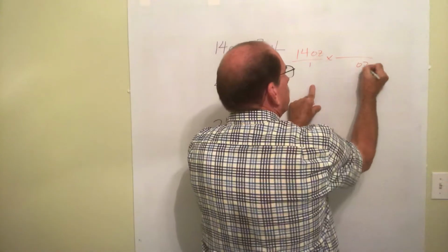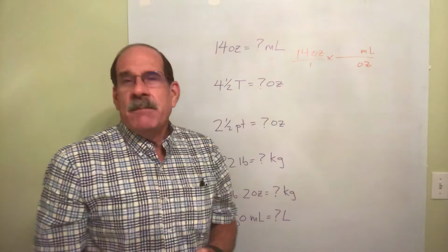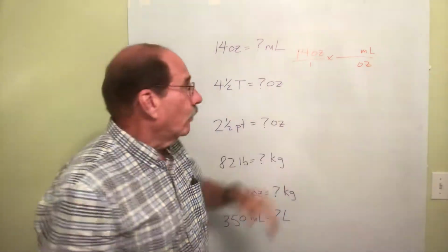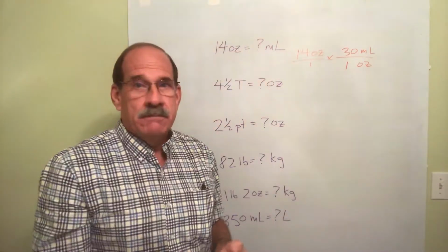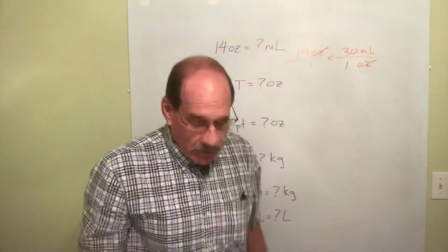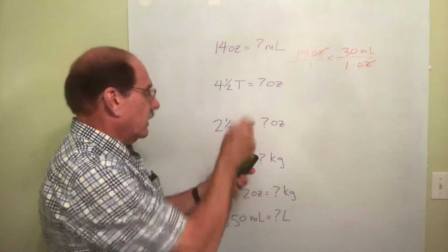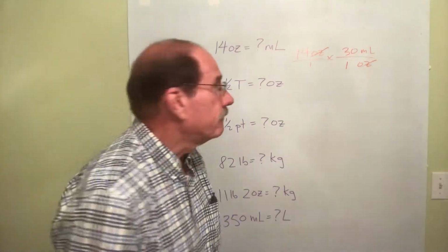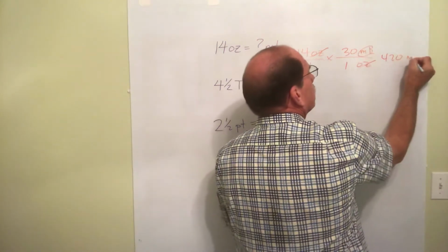Ounces goes down here. What I'm looking for, milliliters, goes up there. The medicine cup, hey, the top line, the 1 ounce mark, 1 ounce is 30 milliliters. After canceling out the ounces, since both of those are on the top of the fractions, I multiply. So I take 14 times 30. The answer is 420. 420 what? 420 milliliters.